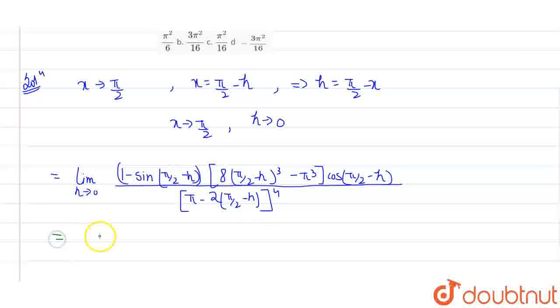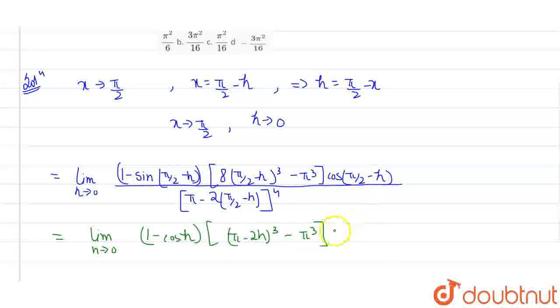Now we will again resolve it into limit h tends to 0. Now this can be written as 1 minus sin of 90 minus theta, which will become cos theta. So we can write it as 1 minus cos h. And here 8 times (pi by 2 minus h), we will take the LCM of 2, so 2 goes to this side, it will become (pi minus 2h) upon 8, and the 8 will cancel out. So we can write it as (pi minus 2h) whole cube minus pi cube, same as it is here. Cos of 90 minus theta will become sin theta, so sin h.